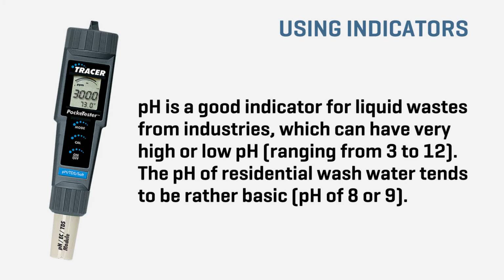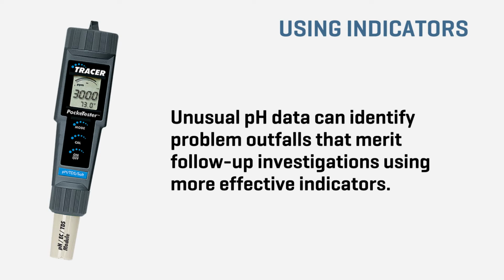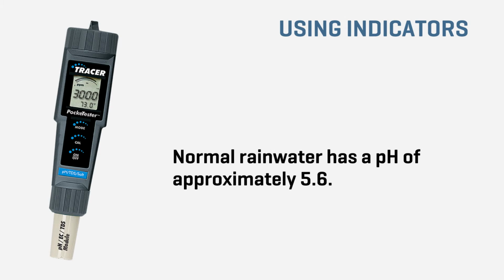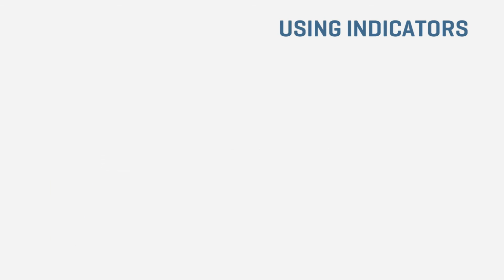pH is a good indicator for liquid waste from industries, which can have very high pH or low pH. The pH of residential wash water tends to be rather basic. Unusual pH data can identify problem outfalls that merit follow-up investigations using more effective indicators. Normal rainwater has a pH of approximately 5.6.